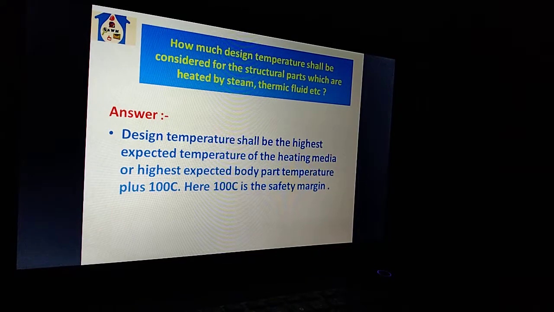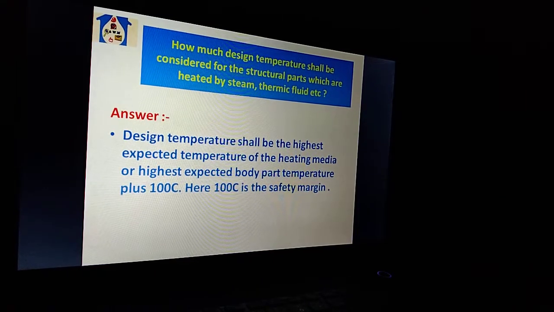How much design temperature shall we consider for the structure parts which are heated by steam, thermic fluid, etc.? Answer: design temperature shall be the highest expected temperature of the heating media or highest expected body part temperature plus 100 degree centigrade. Here 100 degrees centigrade is the safety margin.